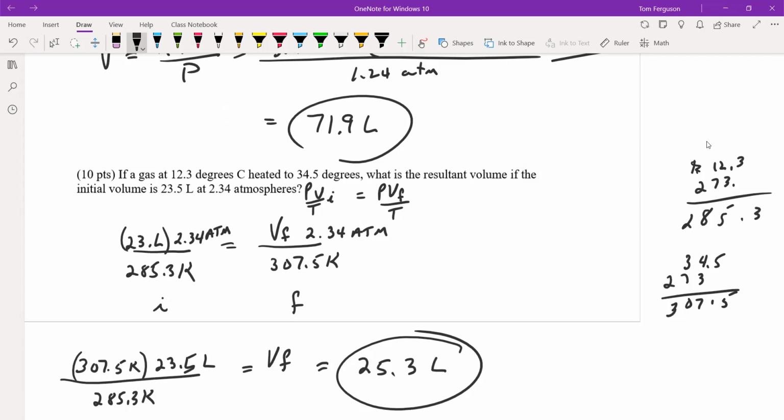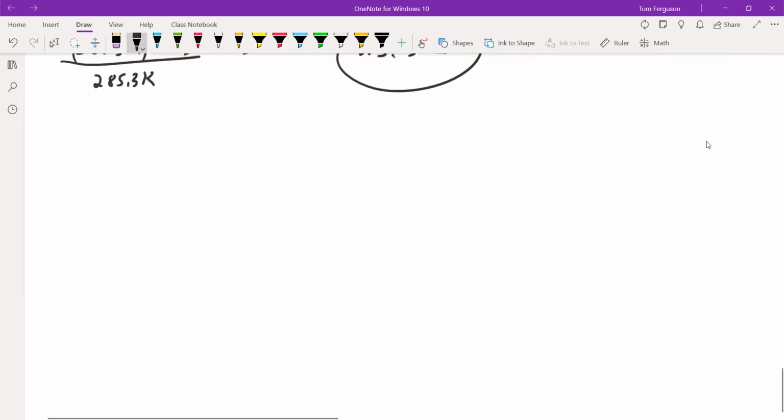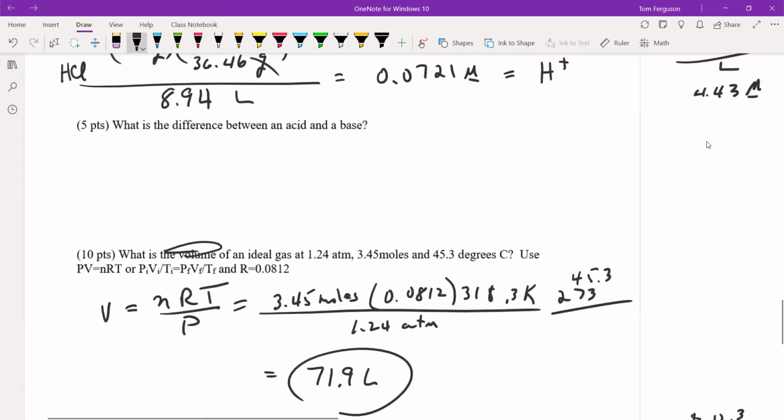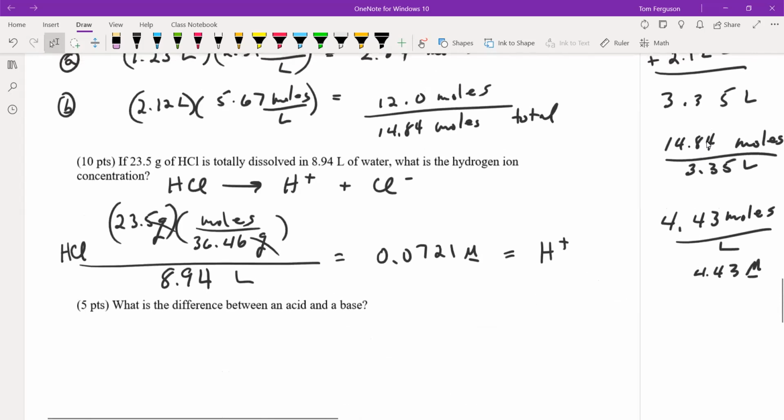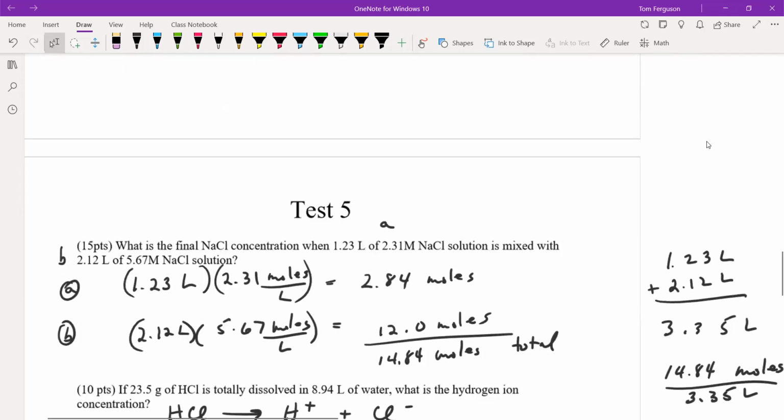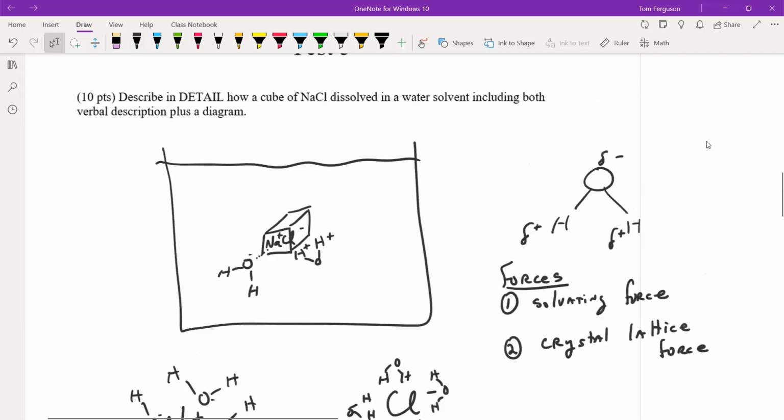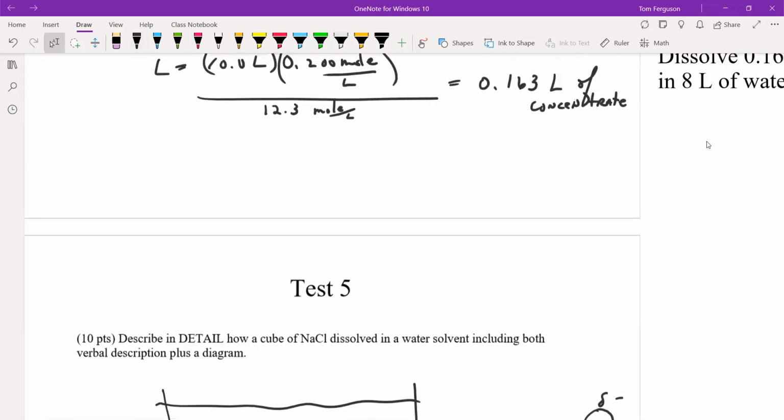Now, had I given you a final pressure, we'd have to calculate in the pressure. And I think, yeah. So tomorrow you will have a couple gas problems. You're going to have an acid problem. And then the remainder is going to be some solution problems, and then the qualitative description of a crystal dissolving.